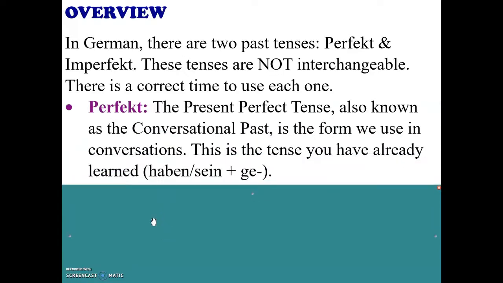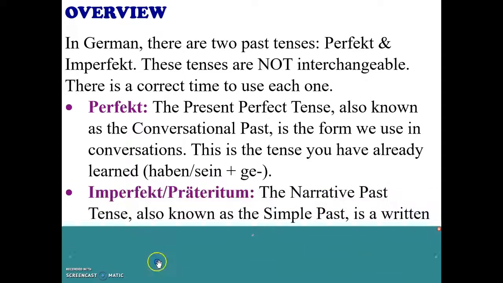The perfect, which is called the present perfect tense, also known as the conversational past, is the form we use in conversations. This is a spoken past tense. Although we do written practice with all of these things, as you move forward in your German studies and increase your German abilities, the perfect would always be used in conversations. This is the tense you have already learned, where we use haben or sein as the helping verb, and we had our past participle, which typically started with the ge at the end of our sentence.